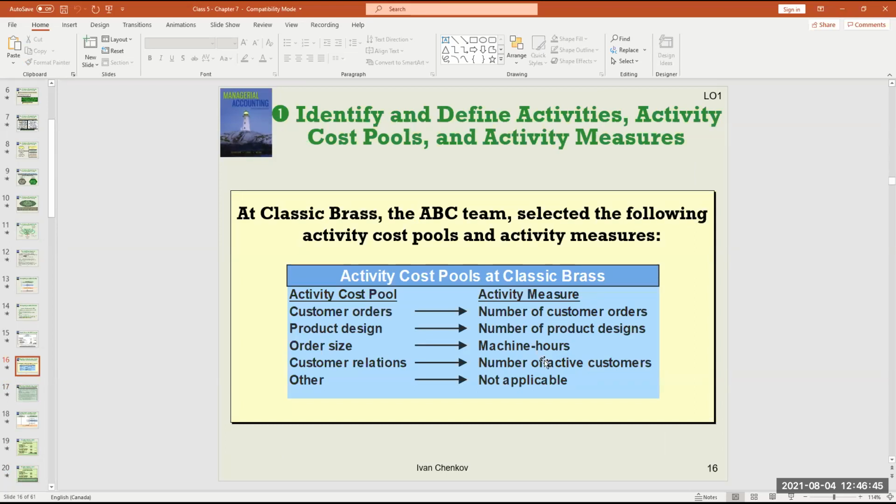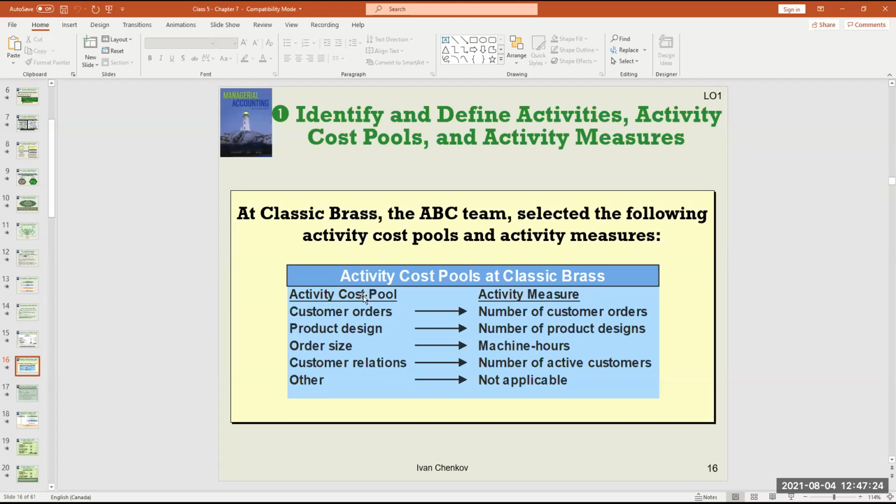Now, activity cost pools. First, we're going to come up with the activity. For Classic Brass, the activity-based team selected the following activity cost pools. First one is customer order. Customer order is an activity, and to that activity, we're going to assign the costs in the pool. Make sense now? Next activity is product design. So we're going to get all the costs for the product design and put them in one pool. Then we're going to have order size. We're going to get the cost for the order size and put it in that pool.